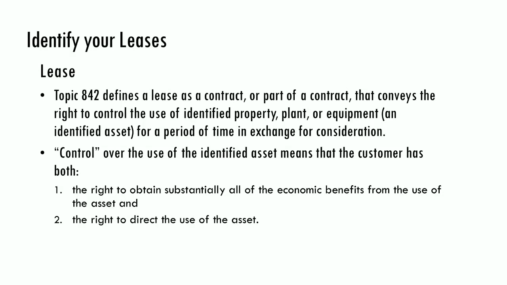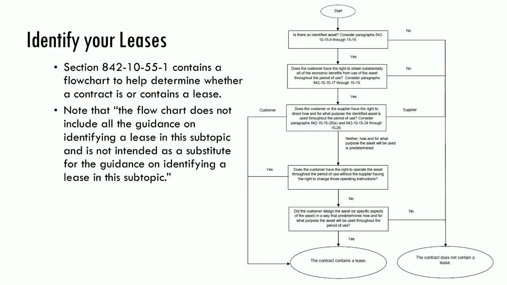And it focuses a lot on control, that right to control the use of. And it says that control over the use of the asset means that the customer has both the right to obtain substantially all of the economic benefits from the asset and the right to direct the use of the asset. And those 2 things are key to determine, do I have a lease, and does this lease fall under ASC 842?